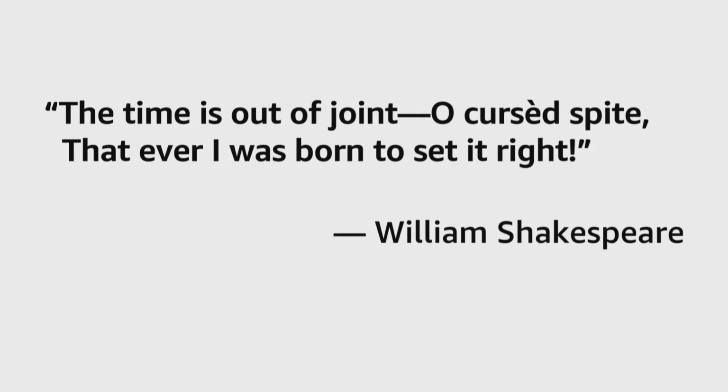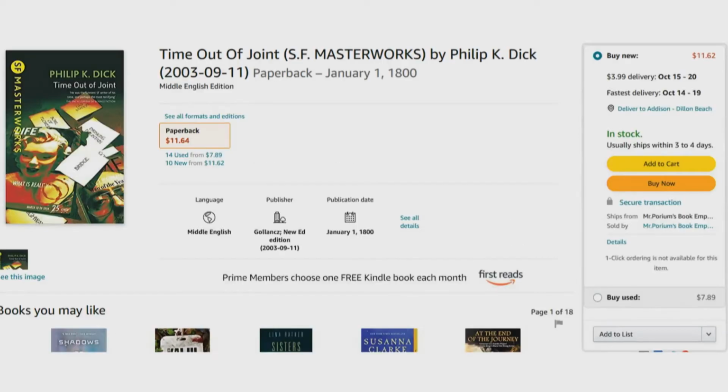And the title of this talk, of course, is initially taken from William Shakespeare, this quote that you see here, but really I'm borrowing it from somebody else who borrowed it. Philip K. Dick wrote a sci-fi novel called Time Out of Joint, and you can find it on Amazon. What I found particularly interesting is that this particular copy purports to be written in Middle English with a publication date of January 1st of 1800, which I thought was apropos for a talk about how you can screw up date and time values.